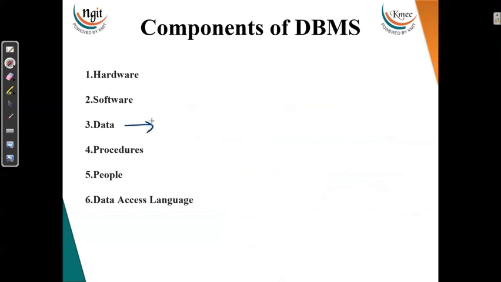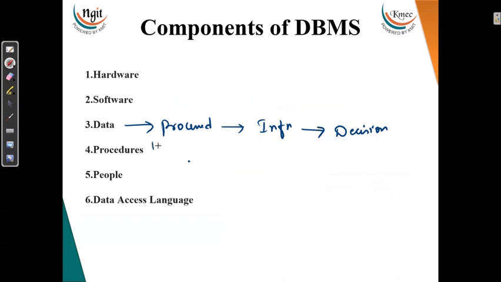Third one is data. Data is a collection of raw facts and figures which do not make any sense, but the processed data can be termed as information, which can be represented in a format which can be understandable by the users. And this information helps anyone to make better decisions, right?